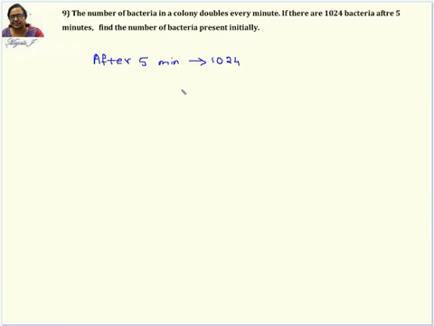Can anyone suggest what I am supposed to do now? When you don't apply a formula, how will you do it? 2 power n is equal to... I say with the formula. We'll use the formula later. But first I want you to try this without using the formula. After the 5th minute it has come to 1024, and every minute it doubles. So what will be after the 4th minute?